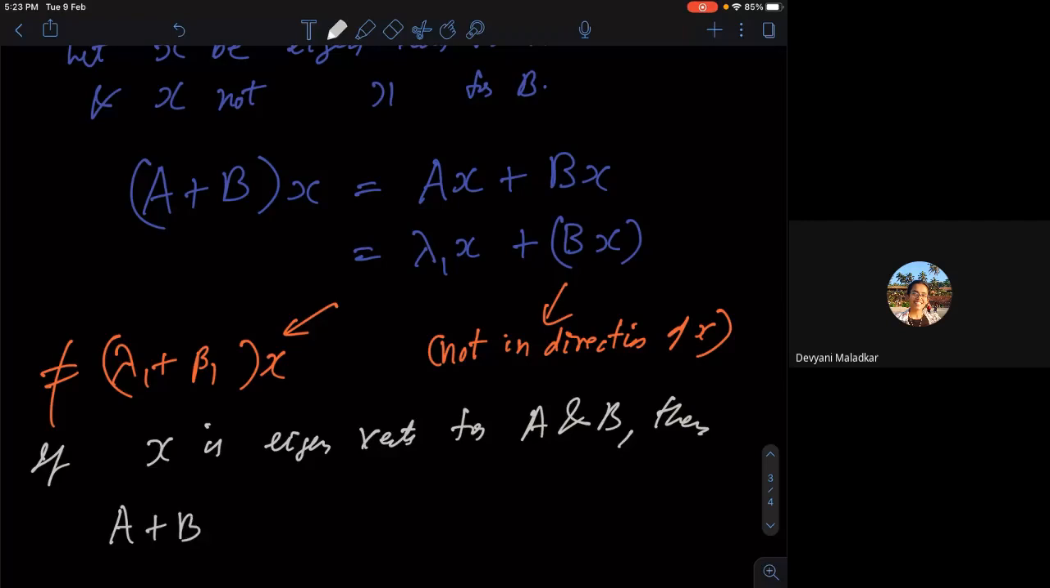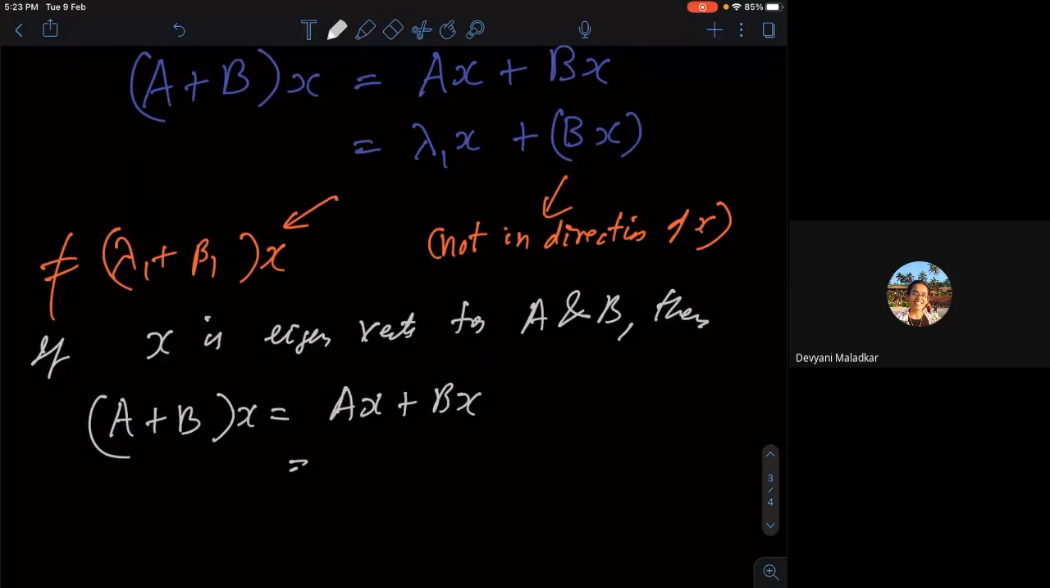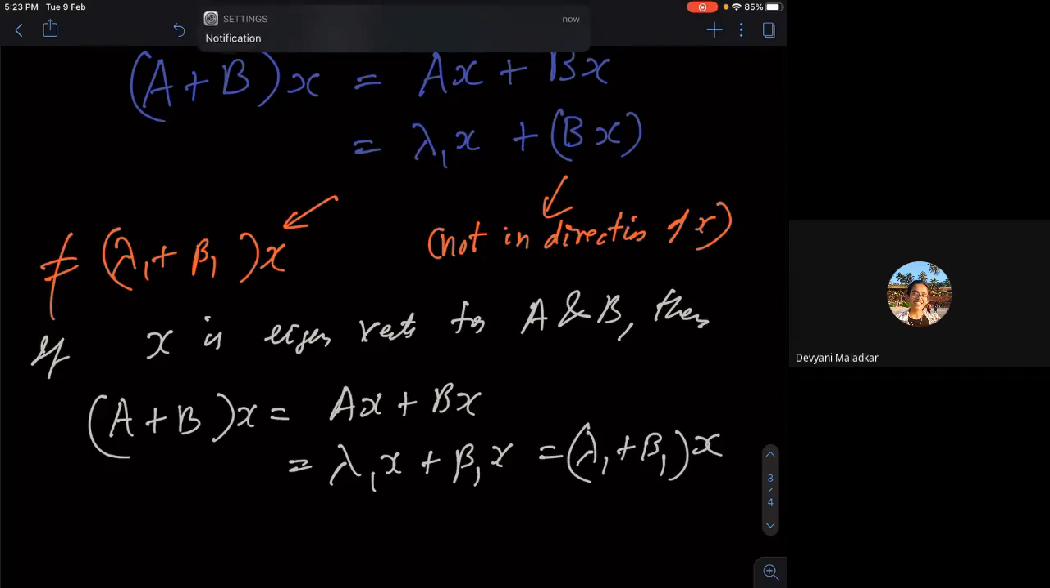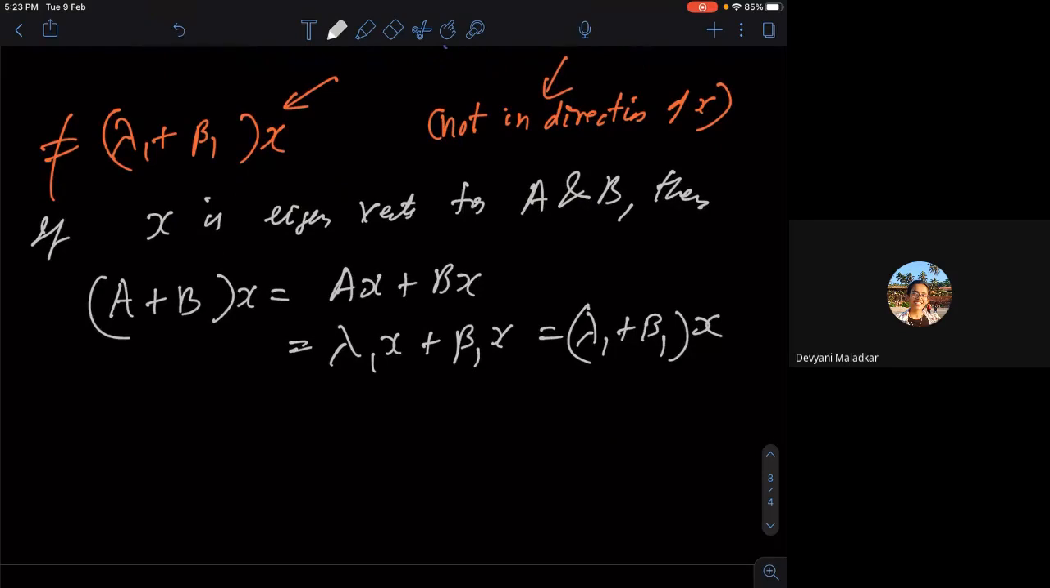A plus B times x, what is it? This is equal to Ax plus Bx, and this is the same as lambda 1 x plus beta 1 x, which is equal to lambda 1 plus beta 1 times x, right? So if both have the same eigenvector, then you can add up that particular eigenvalue. That's a crucial factor, right? So what is the takeaway from this?